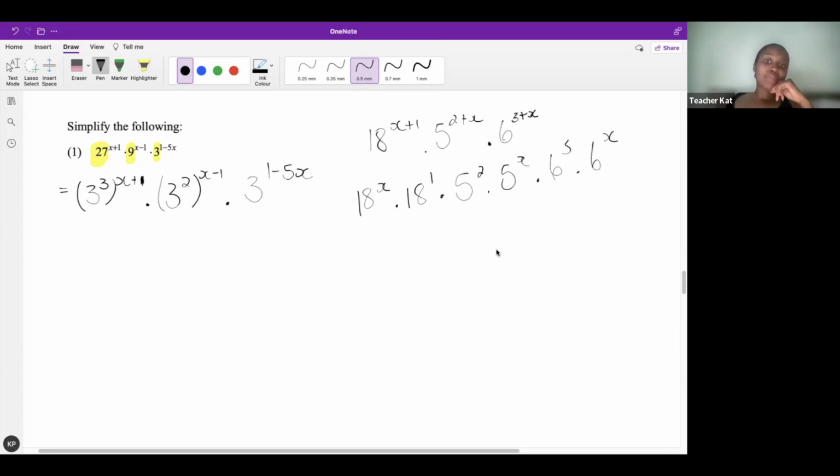Now we want the same bases here. And we have to go back to prime factors. Do we remember those things, guys? Where you had to do the ladder, and it was divided by 2, divided by 2, divided by 2. That's what we have to go back to now.